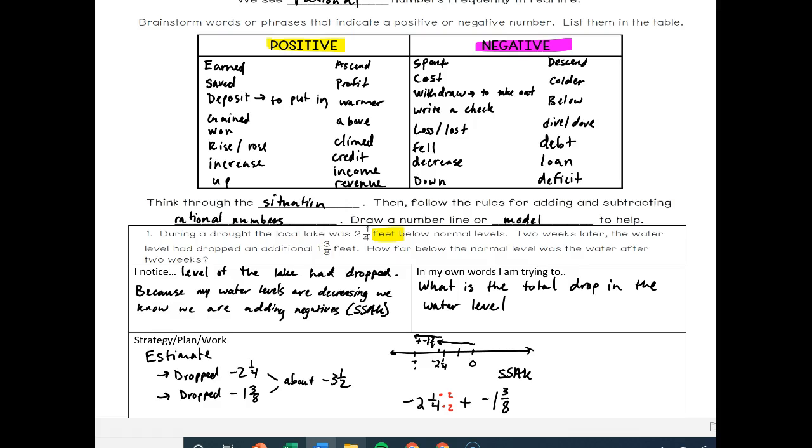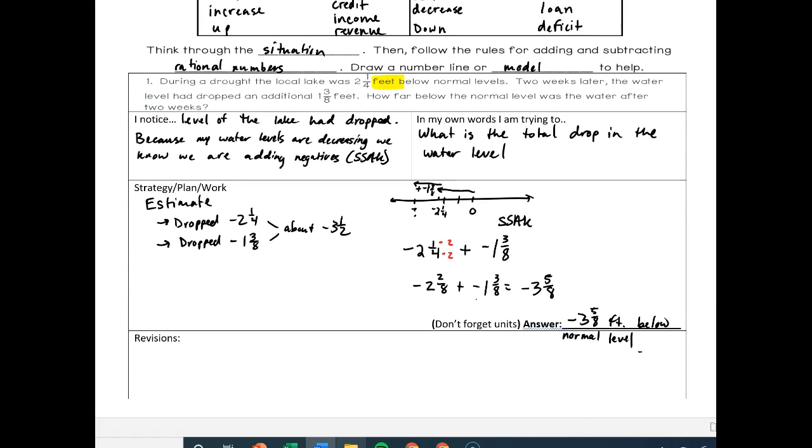This first problem is the one that we did in class. It says, during a drought, the local lake was 2 1/4 feet below normal sea level. What we did in class, we said that means negative. Two weeks later, the level had dropped an additional 1 3/8 feet. How far below the normal level was the water after 2 weeks? You notice the level of the lake had dropped, and because the water level is decreasing, we know that we're adding negatives.